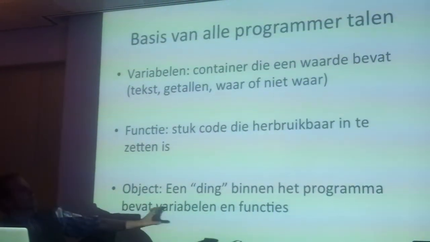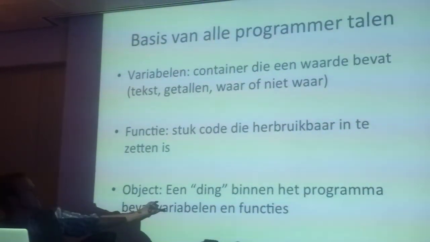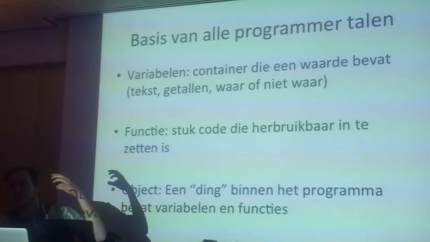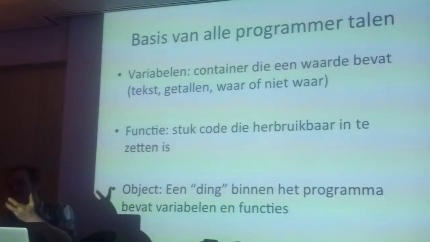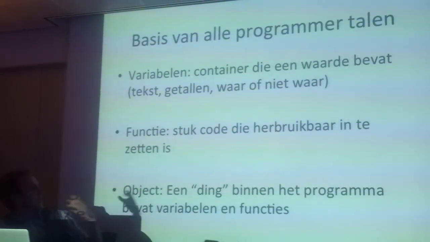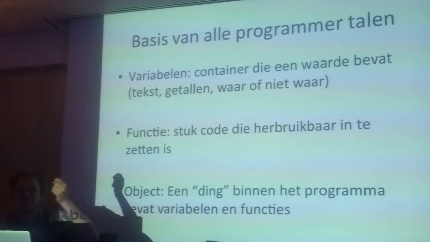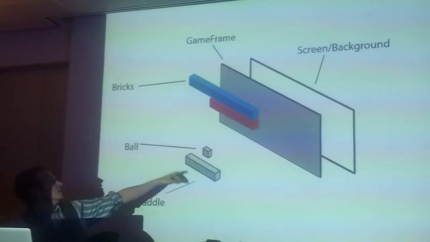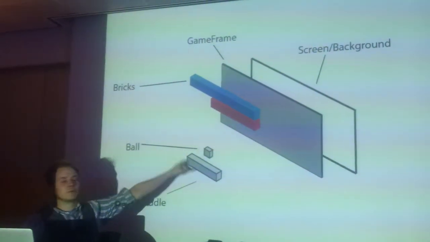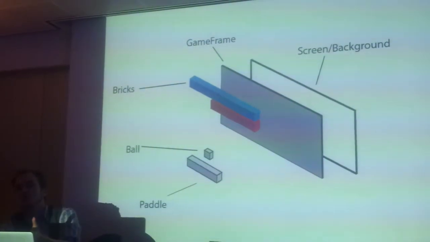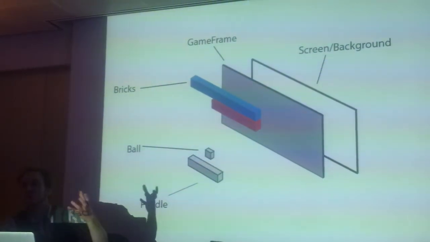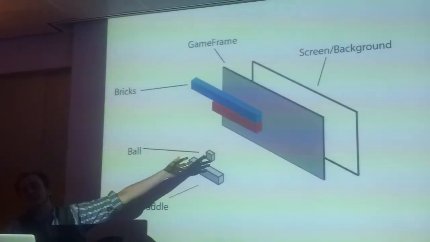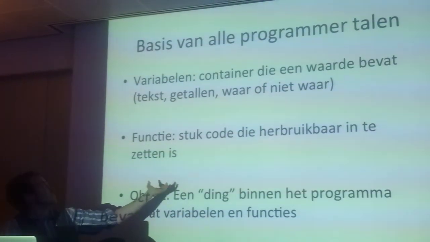The next one, which is maybe a little harder to grasp, is an object. It is a thing inside a computer program. That could be a car, a ball, a paddle, a human being. This object will contain, most of the time, several variables and several functions. So if we go back, the ball will be an object. It will have several variables, like a position inside of the game world where it is, and also a function like check if I'm destroying bricks.